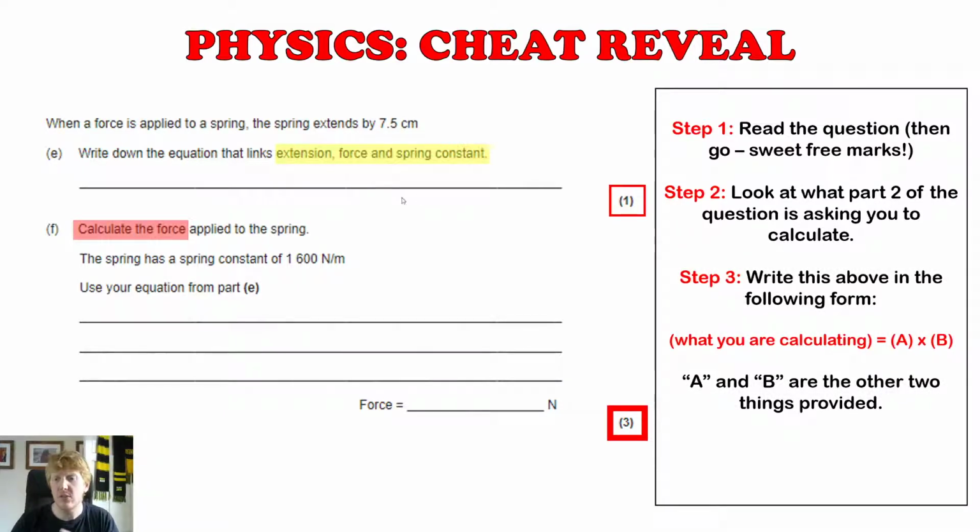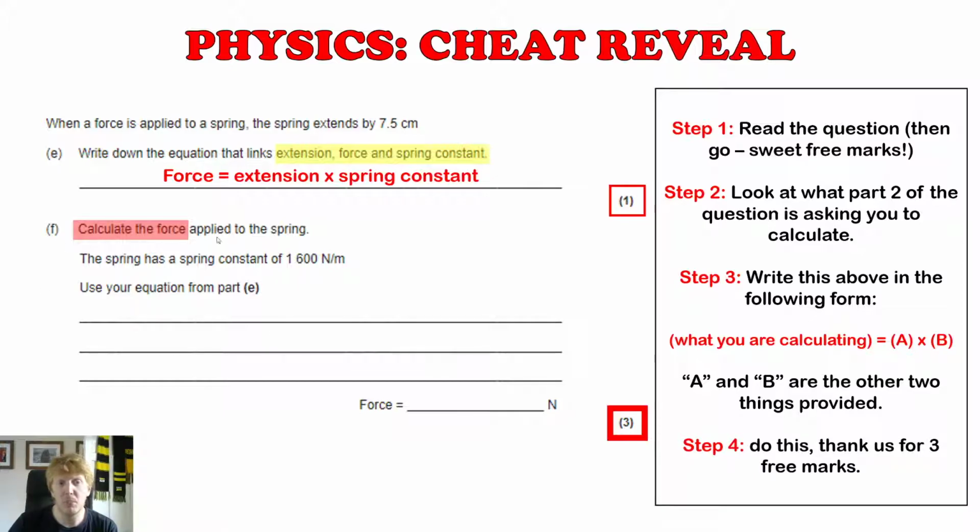And so step 3 is you take whatever it is they're asking you to calculate and put it up the top on the left. So in this case, what you were calculating is equal to the other 2 things and just multiply them together because you don't remember the formula anyway, so you may as well just multiply them together. So in this case, that would be force is equal to extension multiplied by spring constant. This obviously, if you know the actual formula, write it down. This is only applicable in the situation where you don't know the formula. So just say force is equal to extension by spring constant, right? Job's done. So then all you need to do is apply that formula in this next part of the question.